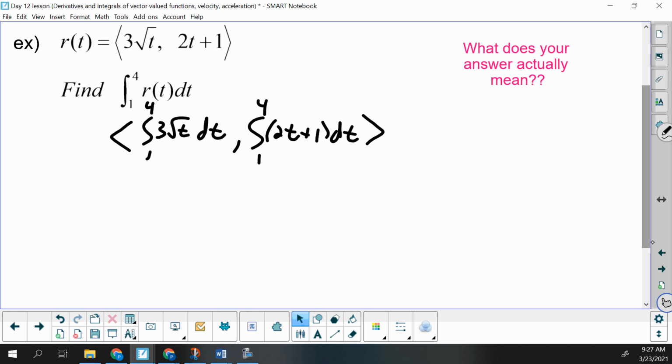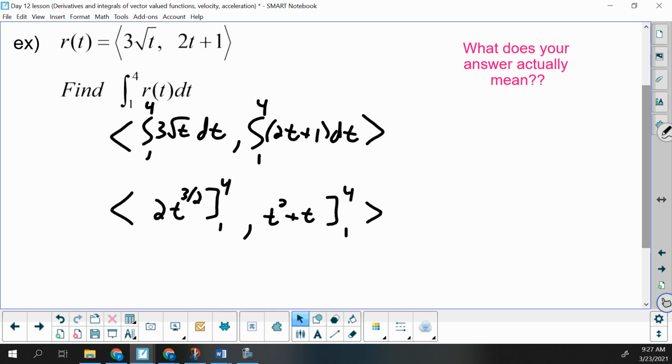So this is t to the 1/2. So we're going to have t to the 3/2. When you divide by 3/2, that's like multiplying by 2/3. So we'll just get 2 out front. And we'll have to evaluate that from 1 to 4. 2t plus 1 will have t squared plus t. And that's going to have to be evaluated from 1 to 4 as well.